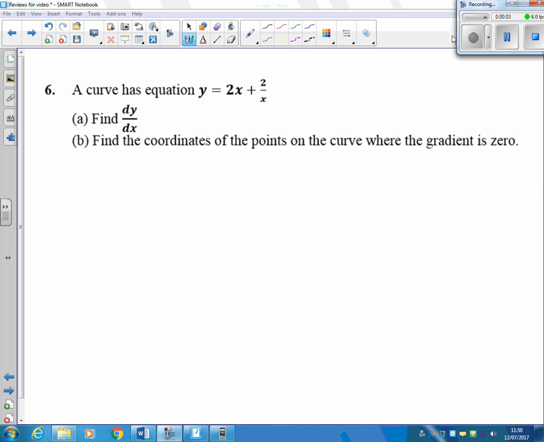Differentiate this and find out when its gradient is 0. So any tidying up needed? Well, just rewrite that as 2x to the power of minus 1 before we begin. And differentiating, that bit's fine, that's just 2. And this bit here, times by the power, makes a minus 2x to the power of minus 2. Find out when that is 0.